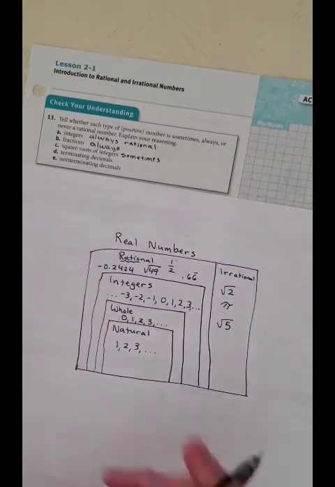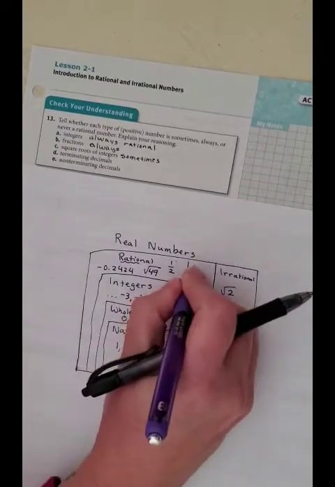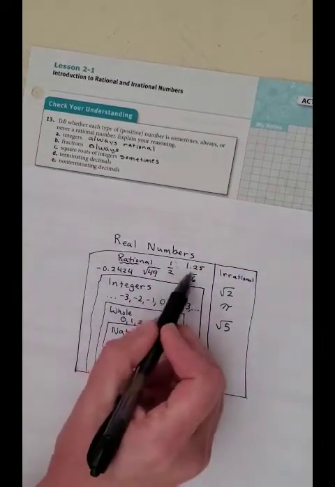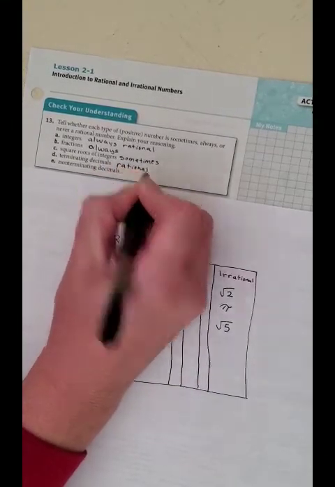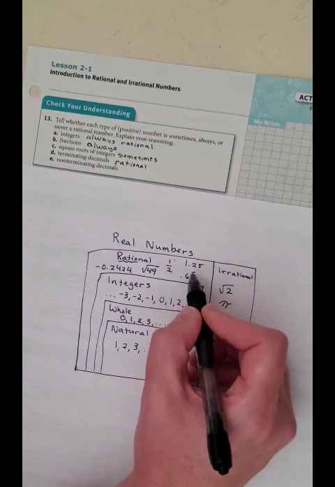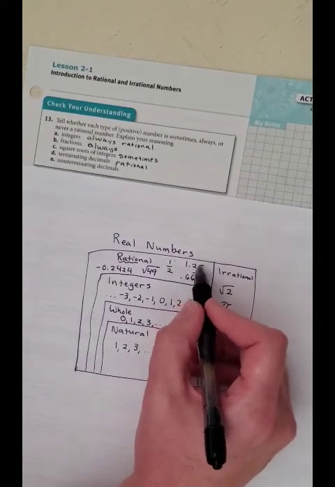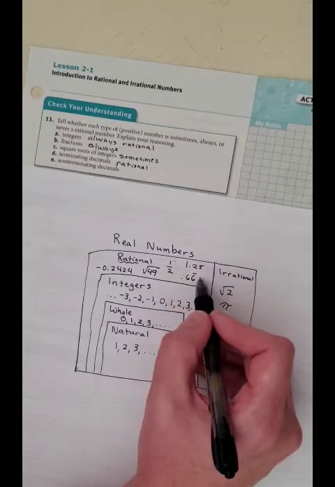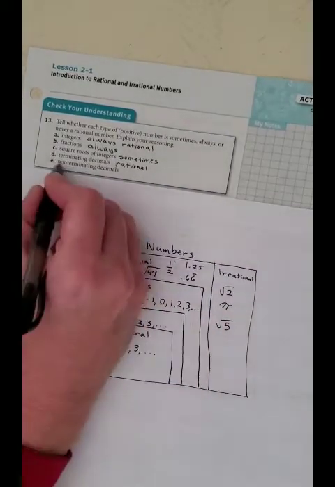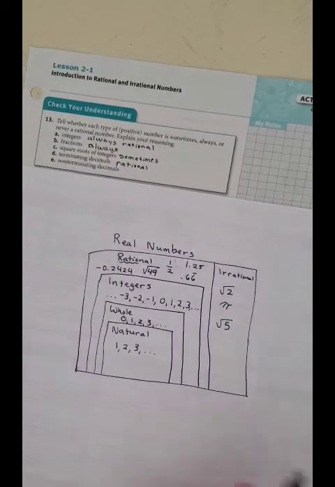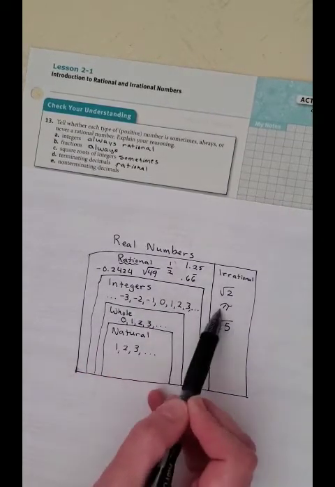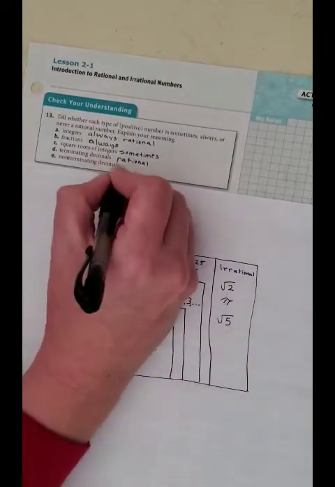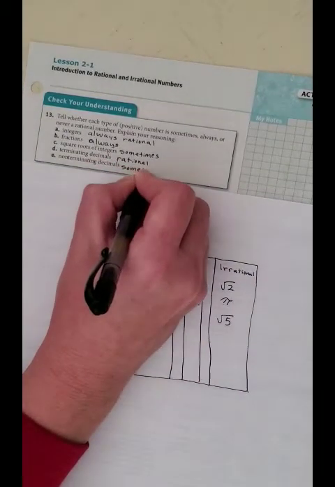Terminating decimals. Terminating decimals are decimals like 1.25. Those were rational numbers because we could multiply the top and bottom by, say, 100 or 1,000, and this would become 125 over 100, which is rational. And then non-terminating decimals, well, that depends. Here's an example of a non-terminating decimal that is rational, but here's also an example of a non-terminating decimal that is irrational, so that's going to be a sometimes.